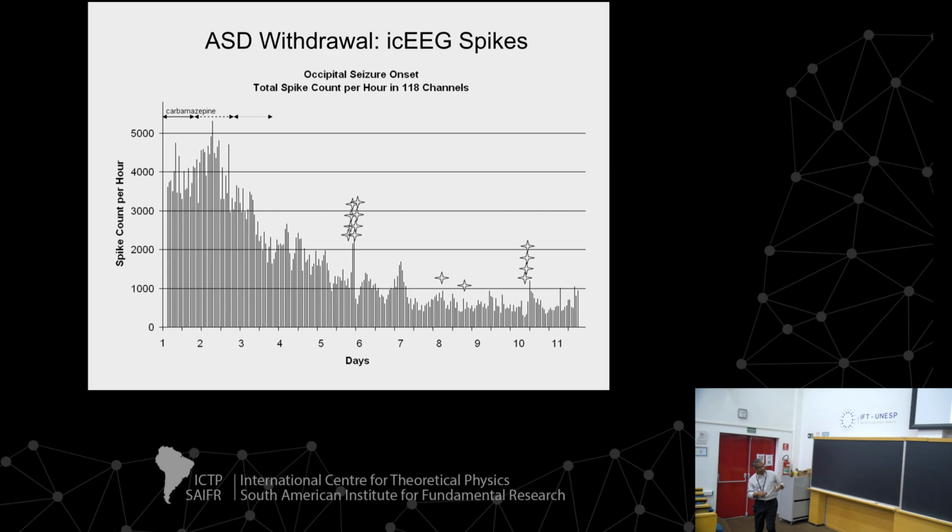So this is one patient studied for 11 days. This person had an occipital seizure onset area, from the posterior parts of the brain. We had placed 118 channels, electrode contacts, and this is a count of how many spikes we were seeing per hour in those 118 contacts. This is the medication. The person was on one drug, carbamazepine, which was stopped completely by day 3. And the person goes on to have seizures on day 5, day 10 in clusters, and then day 7 and 8 as well. This line here is the midnight of each day. That's where the marker is.